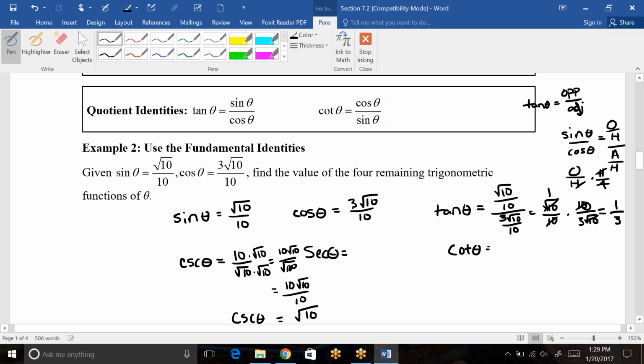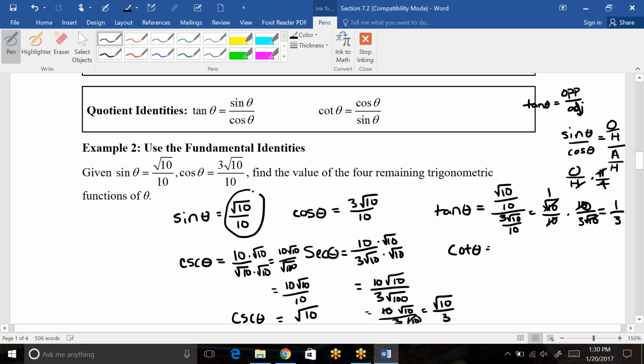We also are going to have to flip cosine to get secant, so 10 over 3 square root of 10. Again, we need to get rid of that square root of 10 in the bottom, so we're multiplying top and bottom both by square root of 10. And that would give me 3 times the square root of 100 on the bottom. That would be 10 square root of 10 over 3 times 10. The 10s are going to cancel because they're both outside, and so it would be square root of 10 over just 3. So that one is our secant.